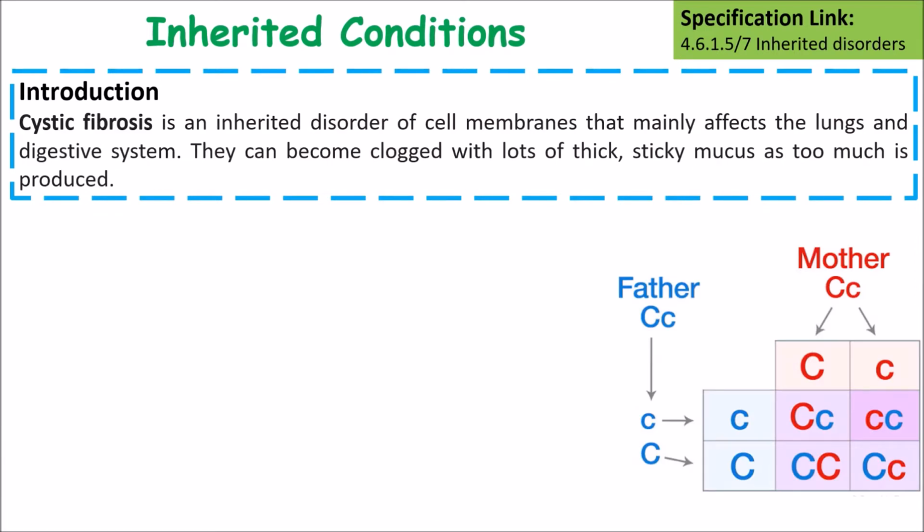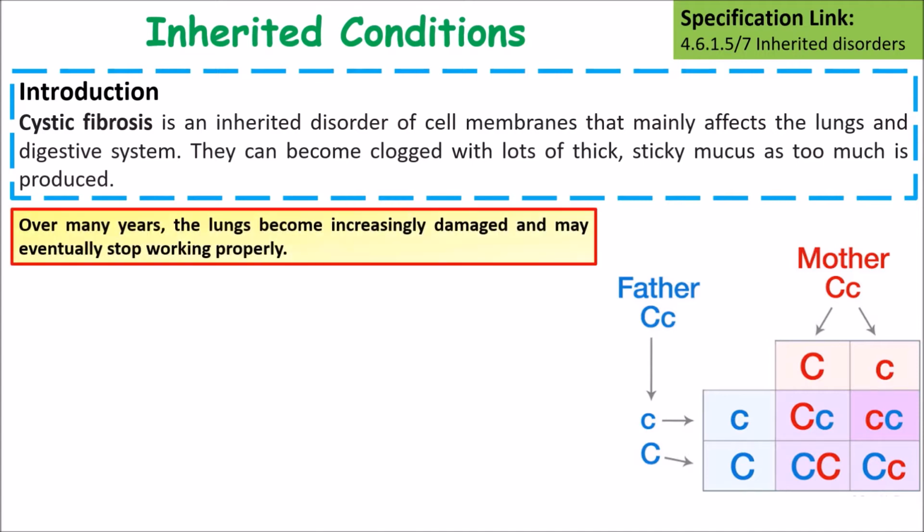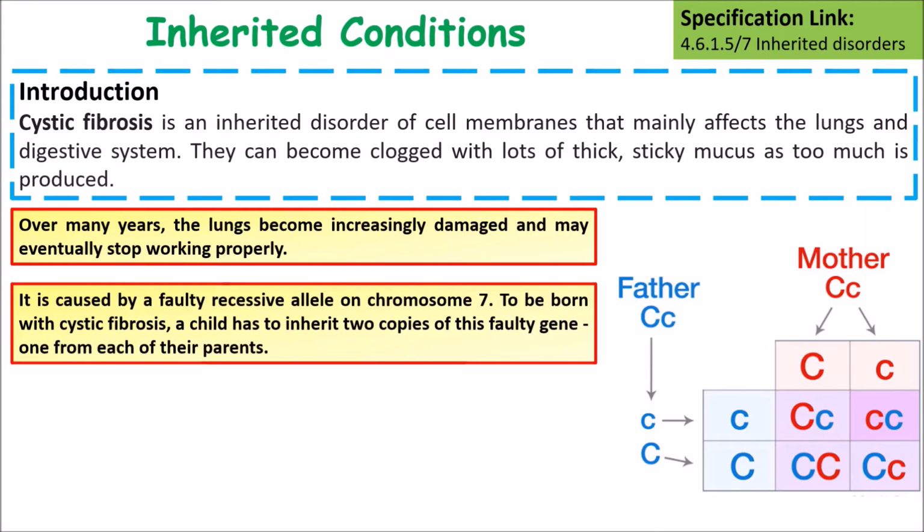Cystic fibrosis is an inherited disorder of the cell membranes that mainly affects the lungs and digestive system. They can become clogged up with lots of thick, sticky mucus as too much is produced. Over many years, the lungs become increasingly damaged and may eventually stop working properly. It is caused by a faulty recessive allele on chromosome 7.